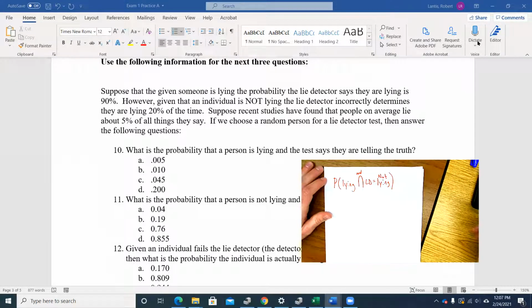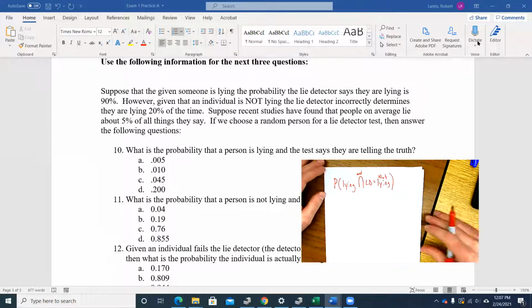Right? Because when we see a lie detector test saying that someone's not lying, well, there were some people that just slipped through the cracks, right? Some people who actually were lying, but the lie detector test didn't pick it up, right? Because this wasn't a 100% fail-safe test.